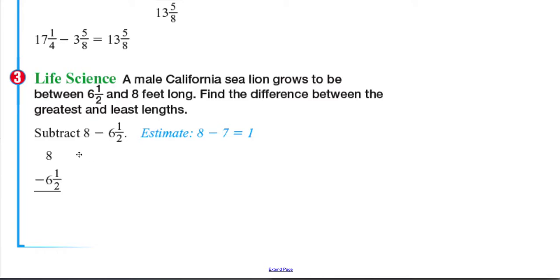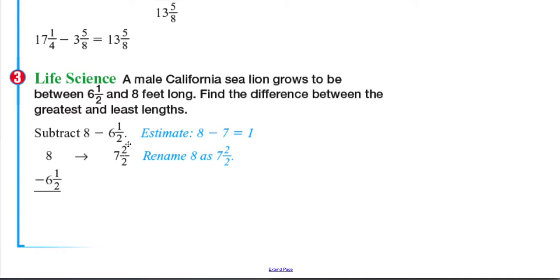So 8 minus 6 and 1/2. You know that you cannot physically subtract 1/2 from nothing right here. So what do you need to do? You need to borrow 1 from 8, and this becomes 7 and 2/2.